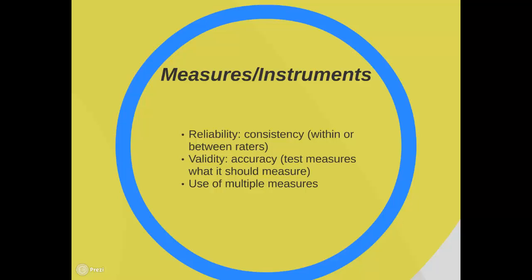Similarly, if two people fill out an observational checklist for the same child at the same time, they ought to have similar impressions of the child's behavior. Validity is the accuracy of the measure. It measures what it is supposed to measure. Of course, educational and psychological measures are rarely perfectly valid. There are many things that can go into a test score after all, but they should be reasonably valid.